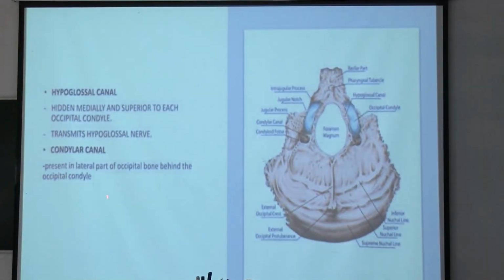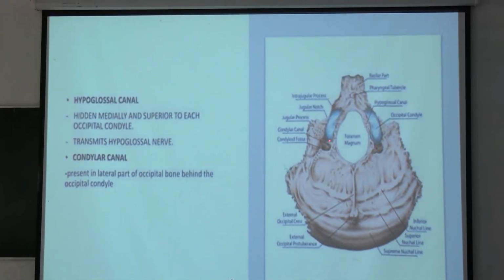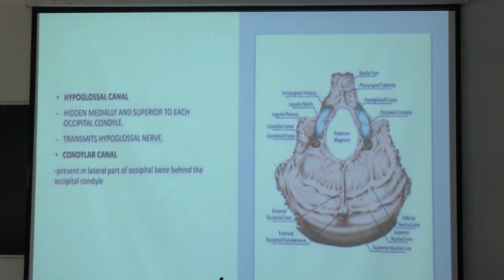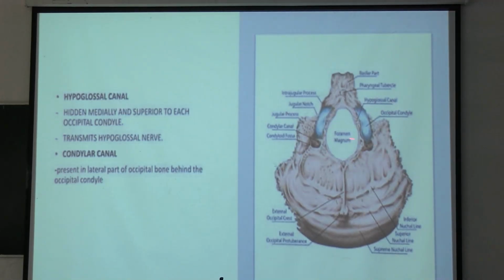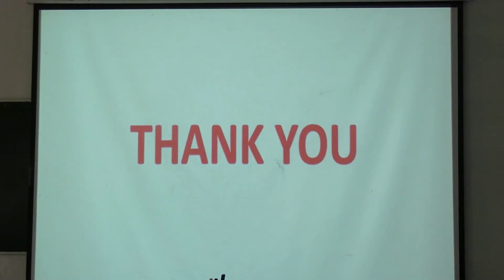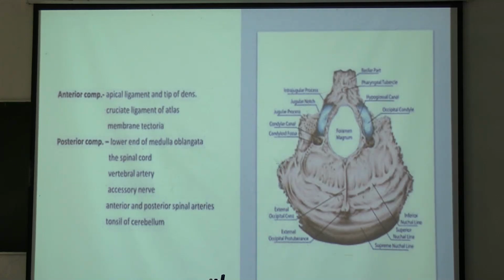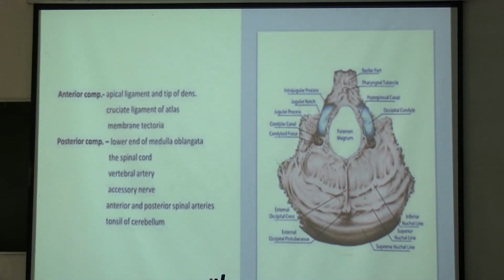Next is the condylar canal. The condylar canal is present in the lateral part of the occipital bone behind the occipital condyle. Here, posterior to this occipital condyle, is the location of the condylar canal. It gives passage to emissary veins mainly. So these are the important canals and foramens.